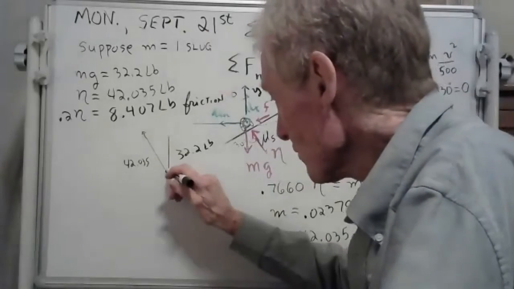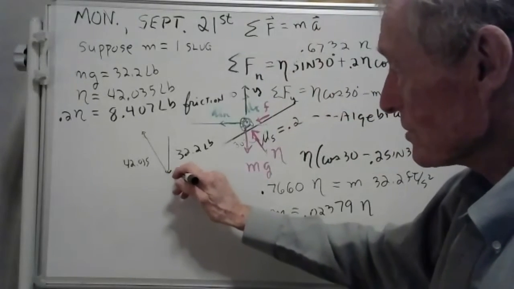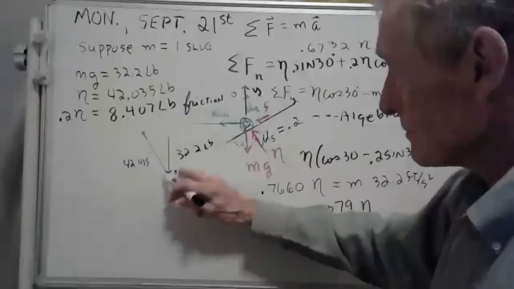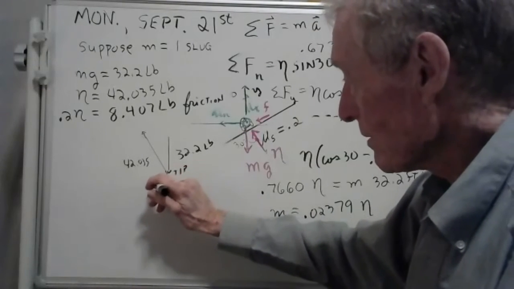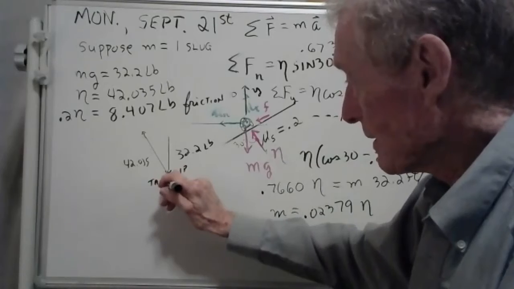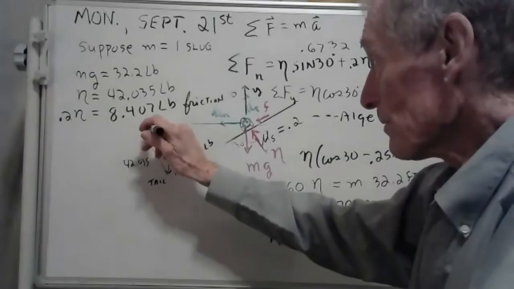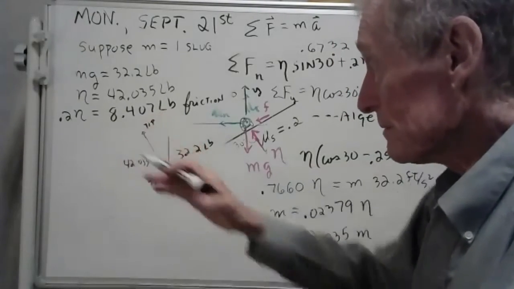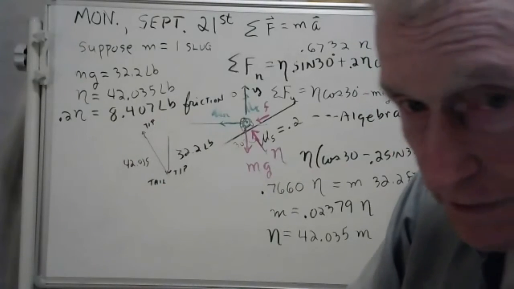Hey guys, notice I went tip to tail. See, they call this the tip. That's the tip. This down here is the tail. I went tip to tail. And I see up there, that's a tip. It's the tip of my vector. Vectors have tips and they have tails.